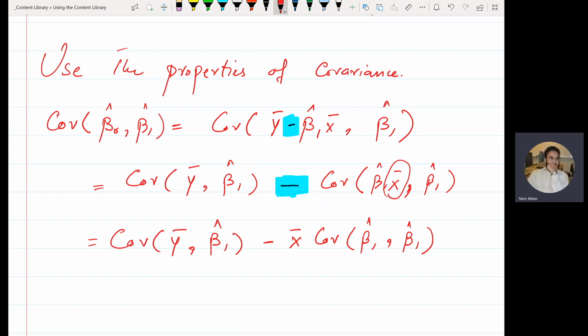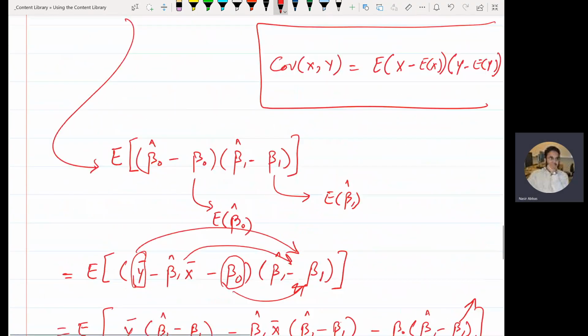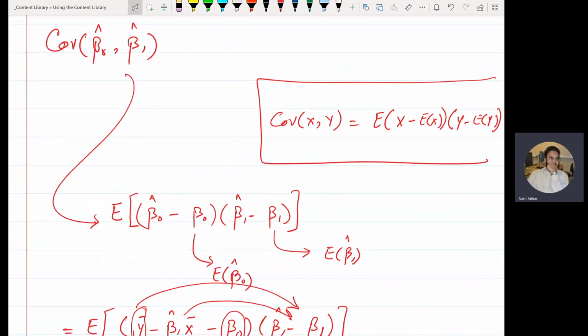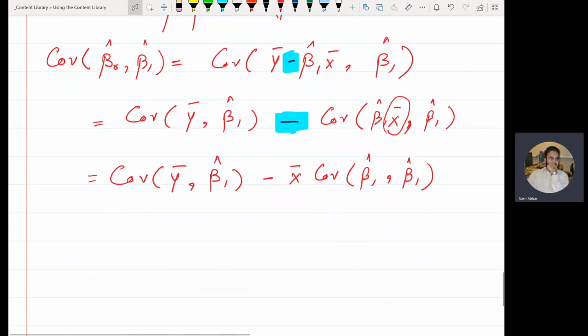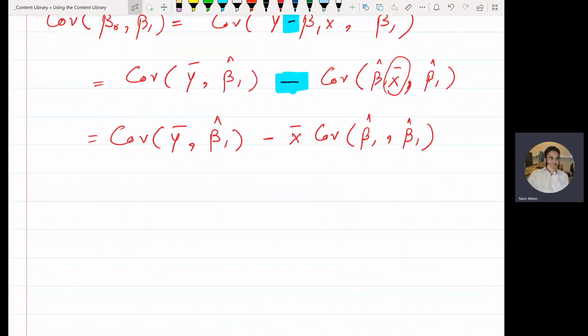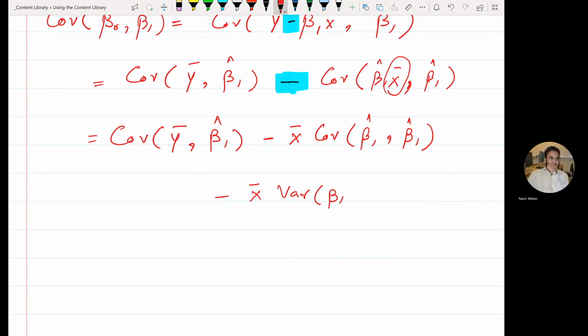Then what is covariance of x with x? Where is the definition? Put x here instead of y. What does it become? It becomes variance. So covariance of beta 1 hat with beta 1 hat becomes variance. So it is x bar times variance of beta 1 hat.